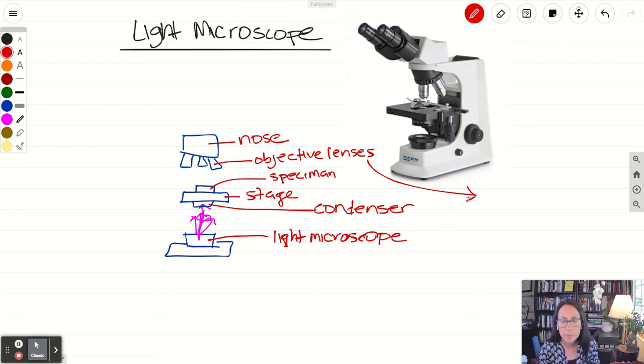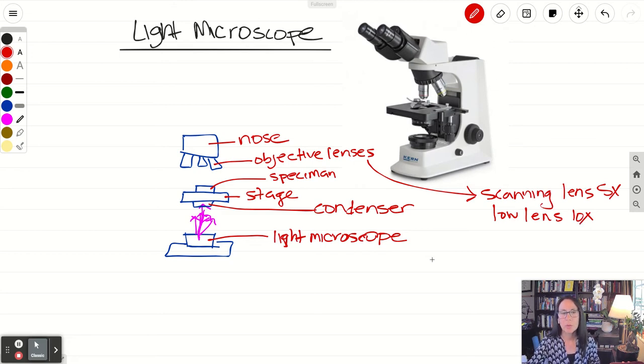And so usually with the objective lenses, I'm going to put an arrow over here just to talk about it a little bit more. There's always a low, a medium, maybe another medium, and a high. Okay, so the low lens is usually called a scanning lens. And the low lens can be anywhere from 4x or 5x. Let's just put 5x, okay? And then you have a low lens, and let's say that's 10x. And so every microscope is different, okay? So this is just an example. So depending on what microscope you have determines what the objective lenses are, but this is in general.